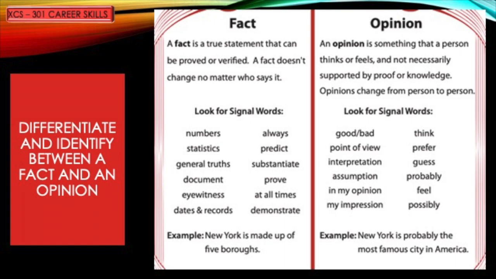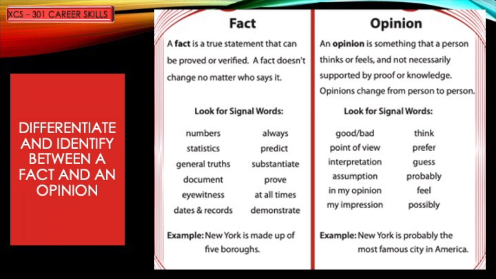Also, words like always or so-and-so data predict, words like substantiate, prove, at all times, demonstrate, these are indicative that whatever text is following is a fact. Let's look at an example. New York is made up of 5 boroughs. Alright. Now, let's see what kind of words signify an opinion.